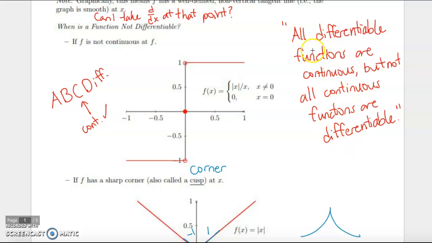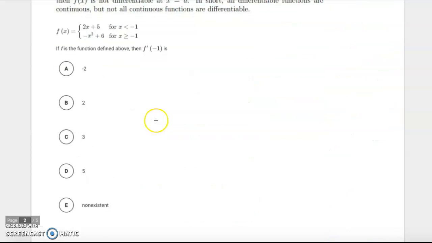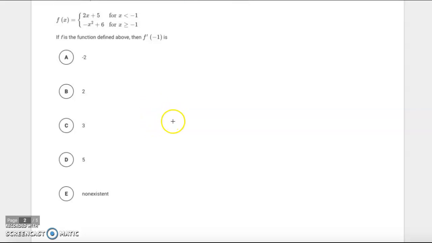basically the difference between continuous and differentiable functions. So all differentiable functions are continuous, but not all continuous functions are differentiable. And now we're going to do a bunch of examples. It's going to be great.